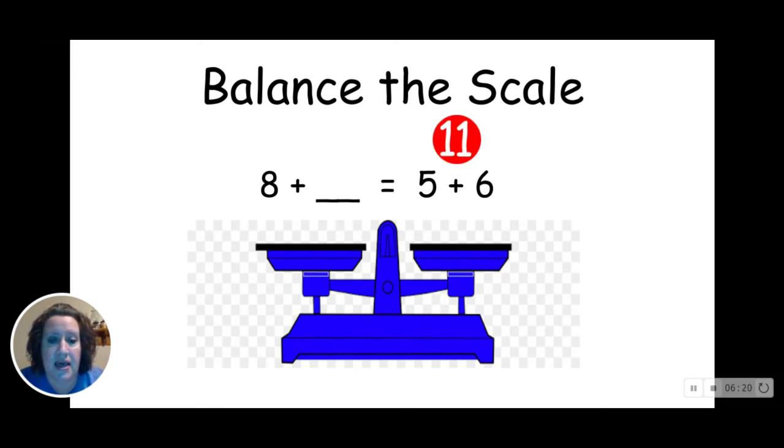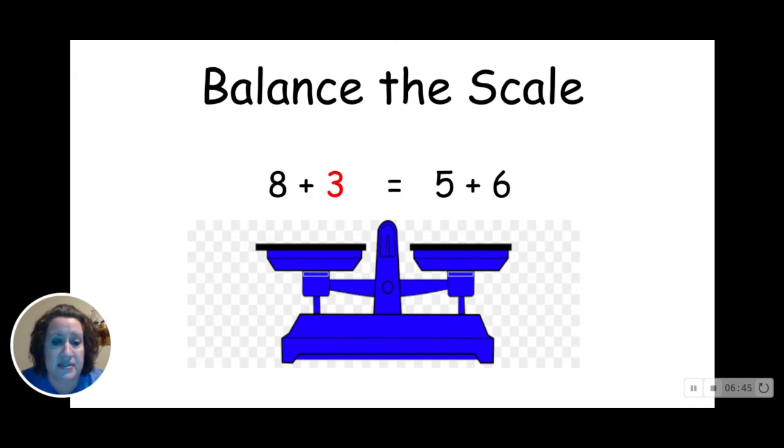So we need to solve the other side. We need to make it equal 11 as well. 8 plus how many more equals 11? 8, put 8 in your head. 8, 9, 10, 11. 8 plus 3 equals 11. So 8 plus 3 equals the same thing as 5 plus 6.